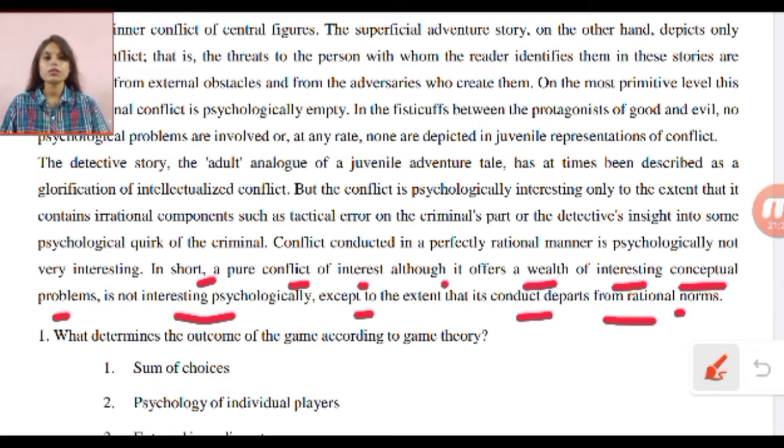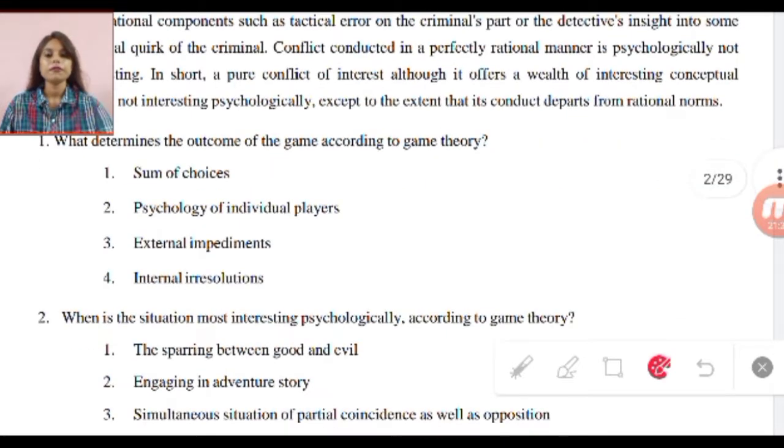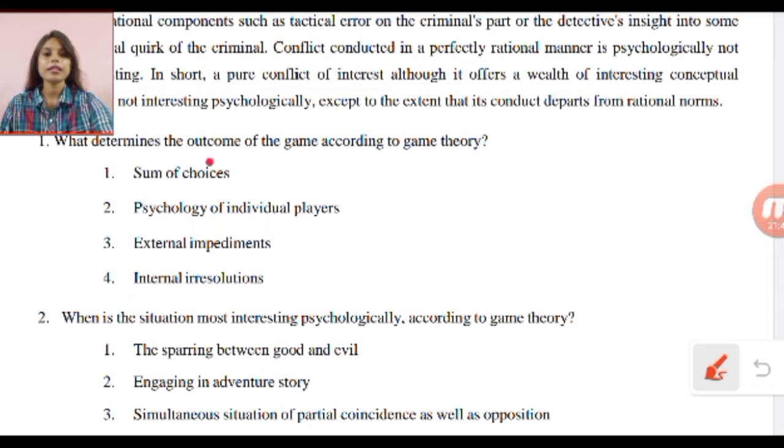It's all about psychology and game theory and all those things about clash, internal conflict and external conflict. Those are the major themes over here. Now, the first question. Do follow it, please. What determines the outcome of the game according to the game theory?